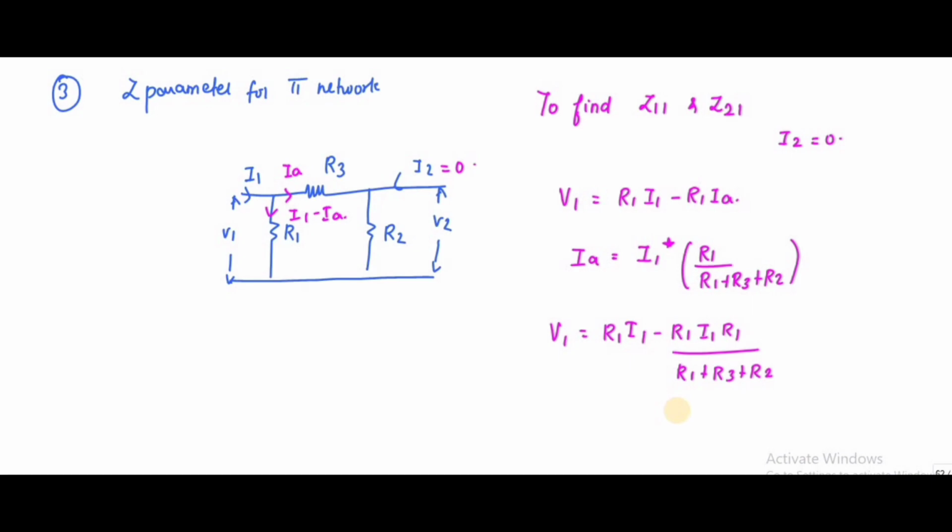So you can take I1 common and divide by I1 on both sides. So you will get V1 by I1. Right, so what is V1 by I1? V1 by I1 is Z11. So if that is the case, you can see that R1 plus R2 plus R3 is brought to the numerator, and the whole term gets divided by R1 plus R3 plus R2.